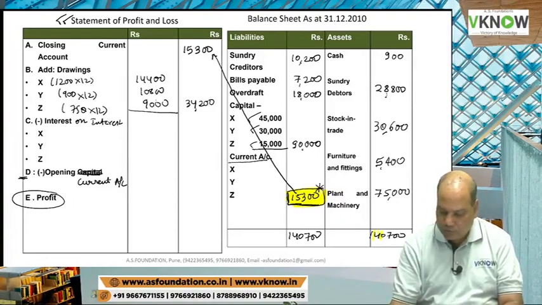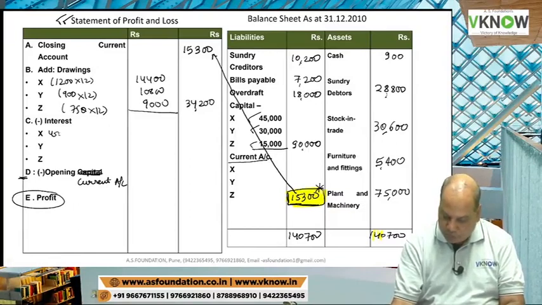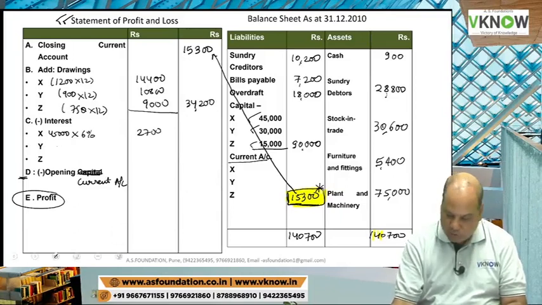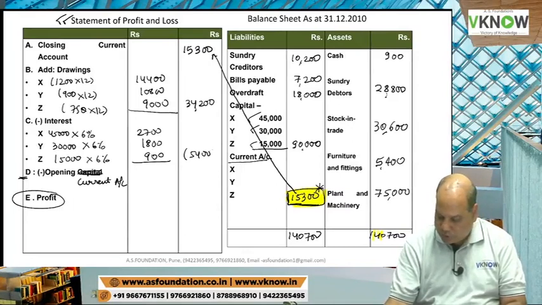Less interest on capital. Under that write down X, 45,000 into 6%, 2,700. 30,000 into 6%, 1,800. And 15,000 into 6% is 900. So that is 5,400.